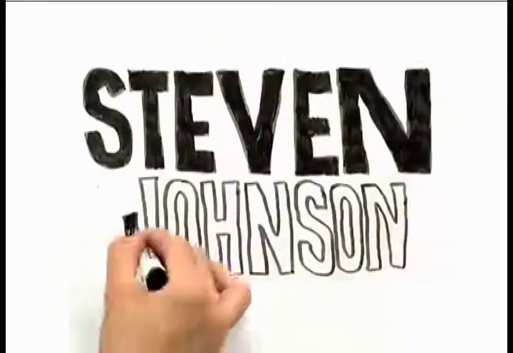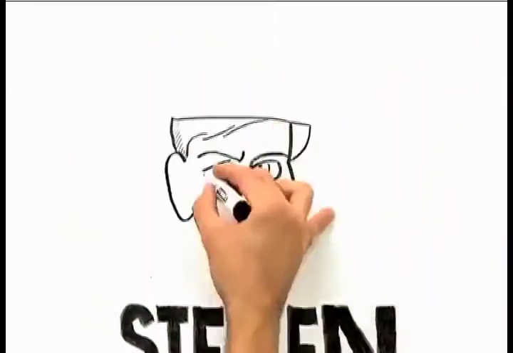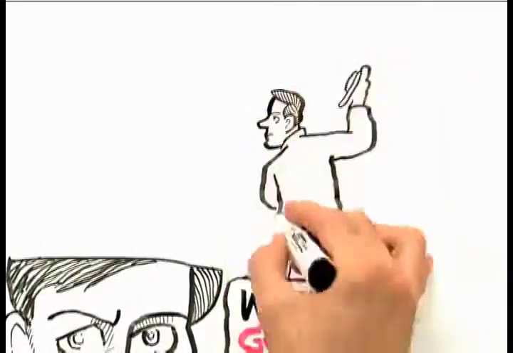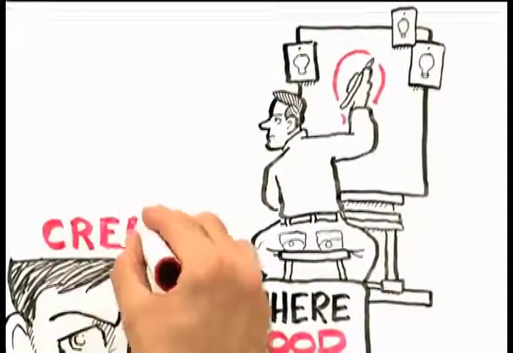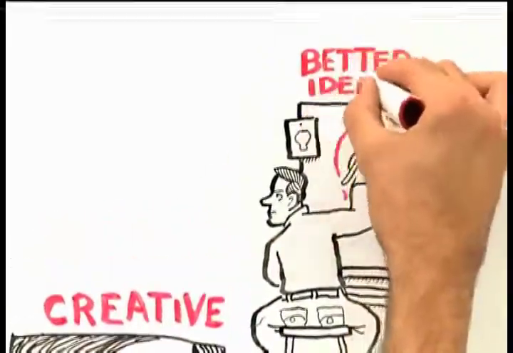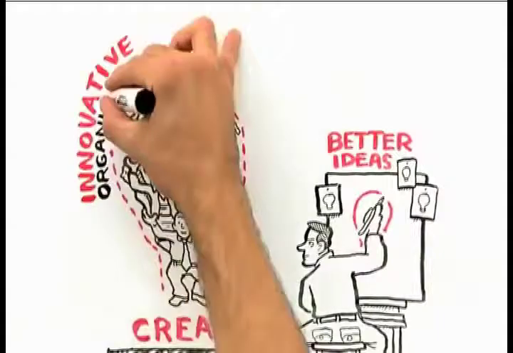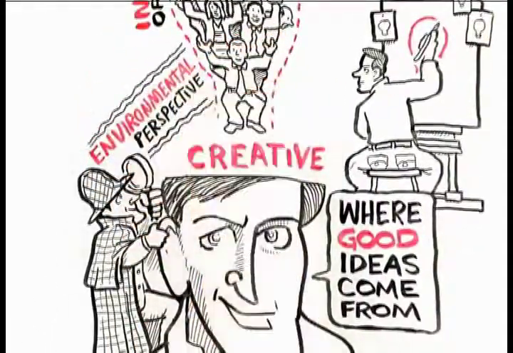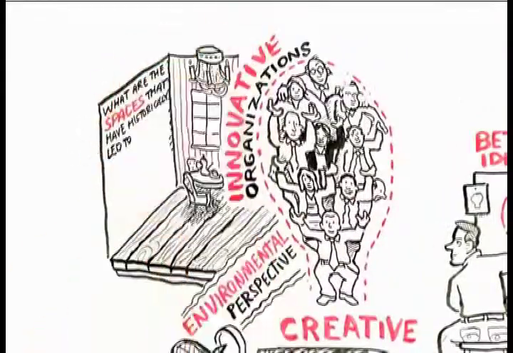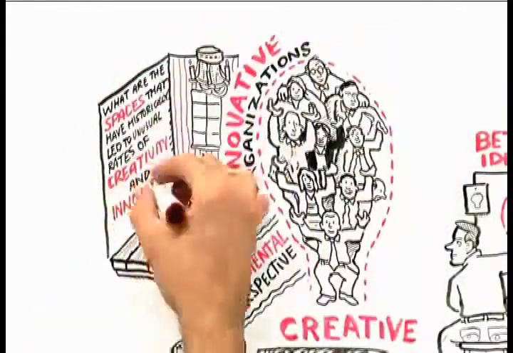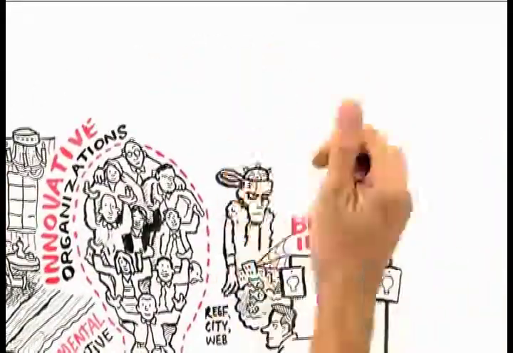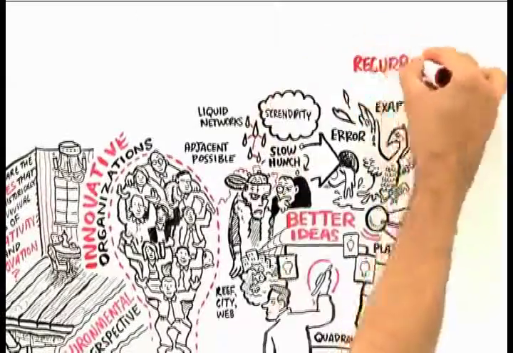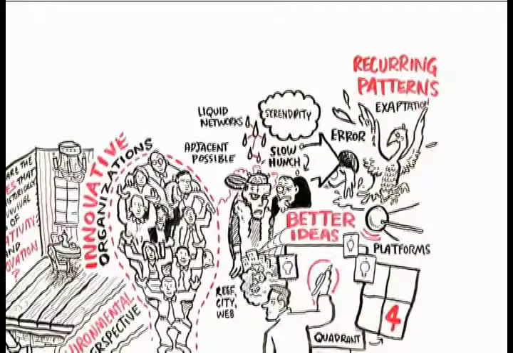For the past 5 years, I've been investigating this question of where good ideas come from. It's the kind of problem I think all of us are intrinsically interested in. We want to be more creative, we want to come up with better ideas, we want our organizations to be more innovative. I've looked at this problem from an environmental perspective. What are the spaces that have historically led to unusual rates of creativity and innovation? And what I've found in all of these systems are these recurring patterns that you see again and again that are crucial to creating environments that are unusually innovative.